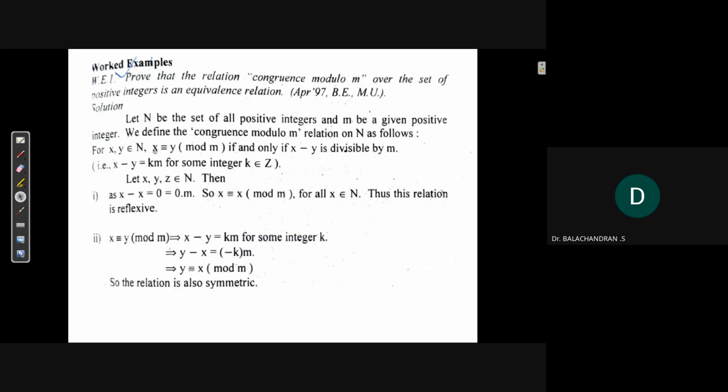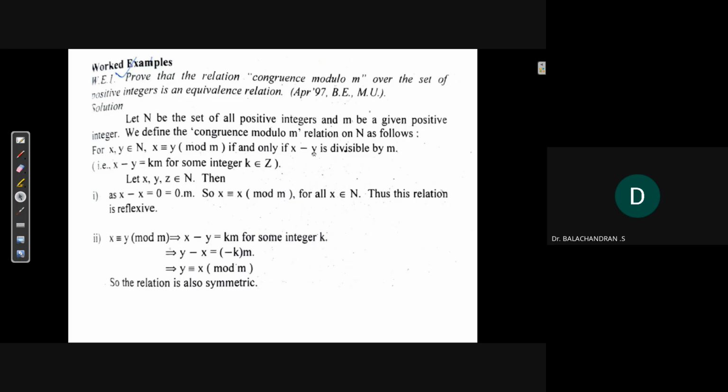I want to show that x is congruent to x mod m. So to prove x is congruent to x mod m, what I need to show is that x minus x is divisible by what? m. If I prove x minus x is divisible by m, then automatically x is congruent to x mod m.